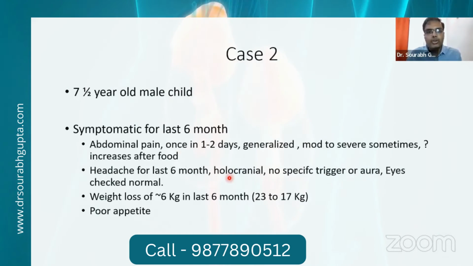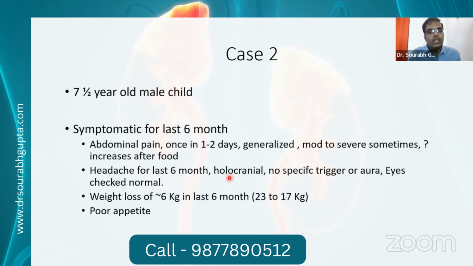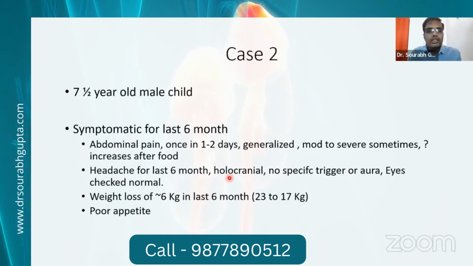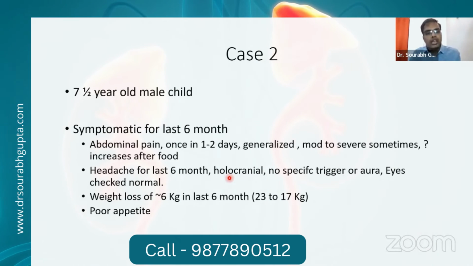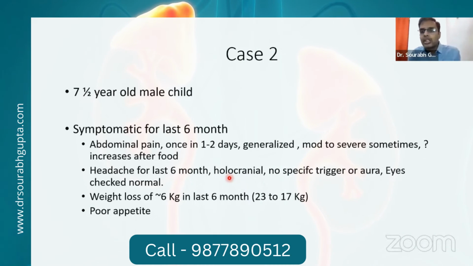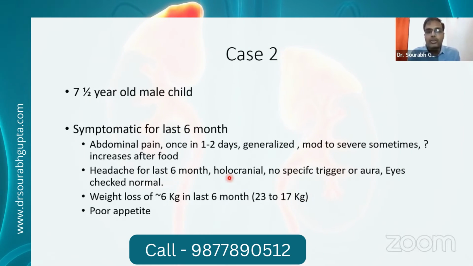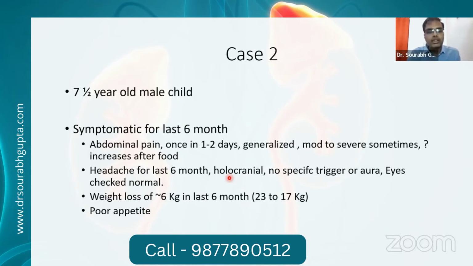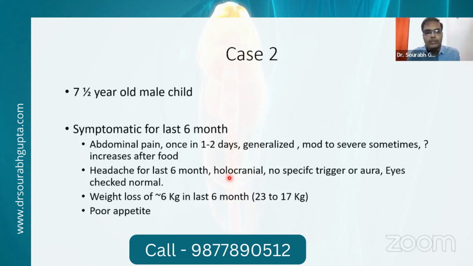So moving on to our next case. This was a 7.5-year-old male child. He was symptomatic for the last 6 months, and he had symptoms of abdominal pain. It was generalized with moderate to severe intensity and increased after food. That tells us that there is definitely something not normal going on.